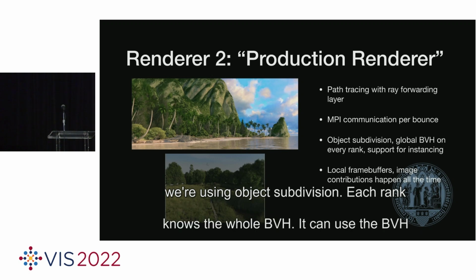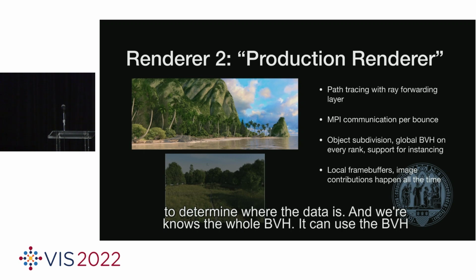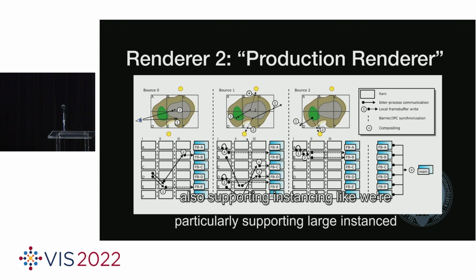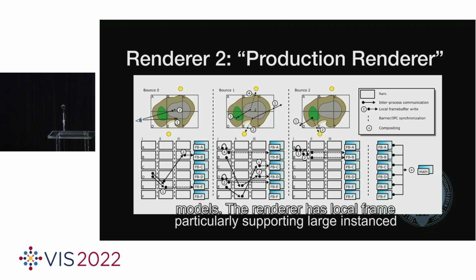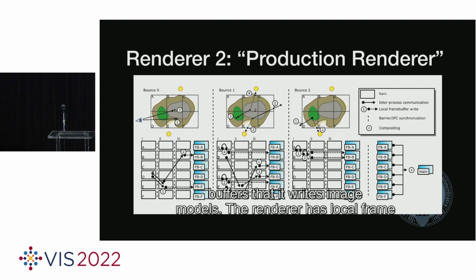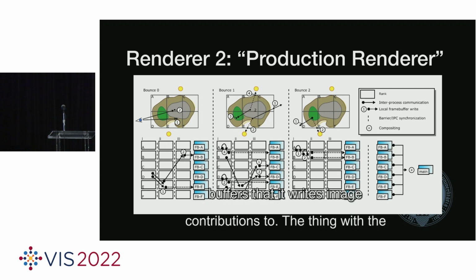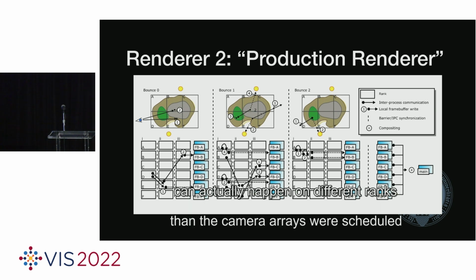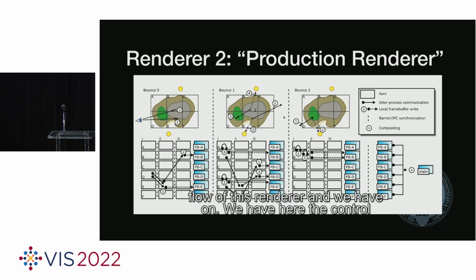Each rank knows the whole BVH. It can use the BVH to determine where the data is. We're also supporting instancing, particularly large instance models. The renderer has local frame buffers that it writes image contributions to. And the thing with the path tracer is that image contributions can actually happen on different ranks than the ones the camera rays were scheduled on. Here we have the control flow of this renderer.